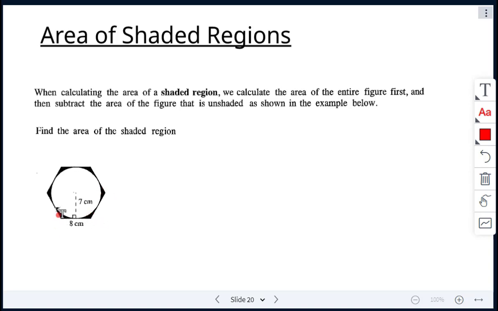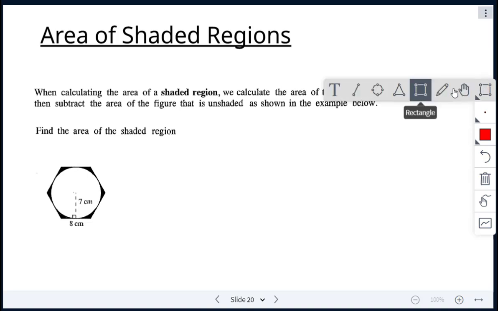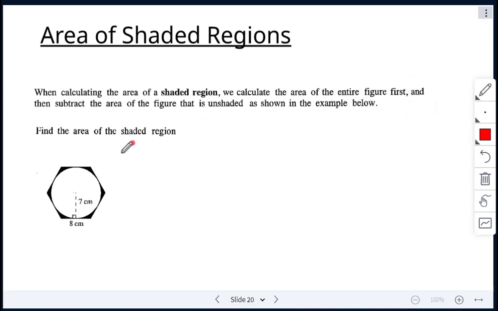So if we look at this example here, we want to figure out the area of just the shaded regions, these corner parts. So the area of the whole figure we have to figure out first, which is a hexagon, and then we would subtract out the area of the circle. All right, so let's start with figuring out the area of the hexagon.